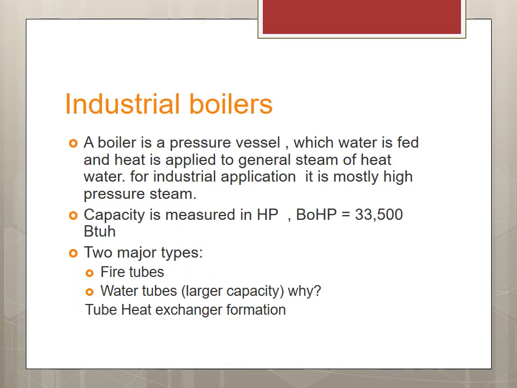Okay, so industrial boilers are considered pressure vessels, meaning that they should be designed to handle a large amount of pressure. Water is fed into the boiler to be heated and generate steam, and for industrial it's mostly high pressure steam. We're talking about from 15 psi all the way to 400 or 500 psi, which is a lot of pressure. The capacity for these boilers is measured in horsepower, which is a better way to express it than BTU. A boiler horsepower is 33,500 BTU per hour. So it's just a bigger way to express a large amount of BTU production.